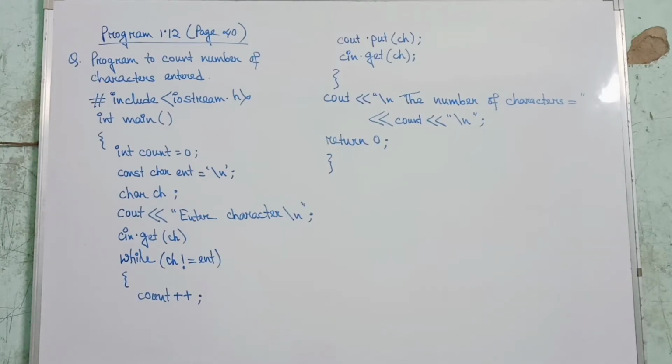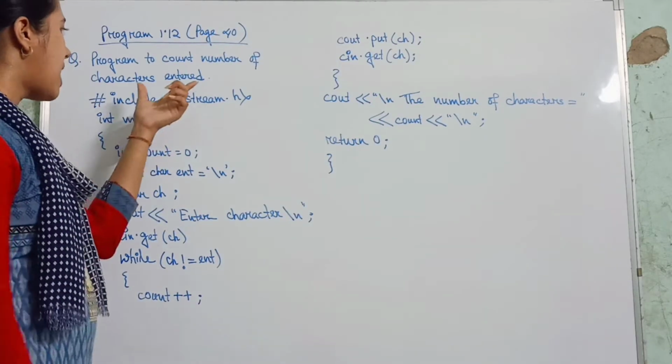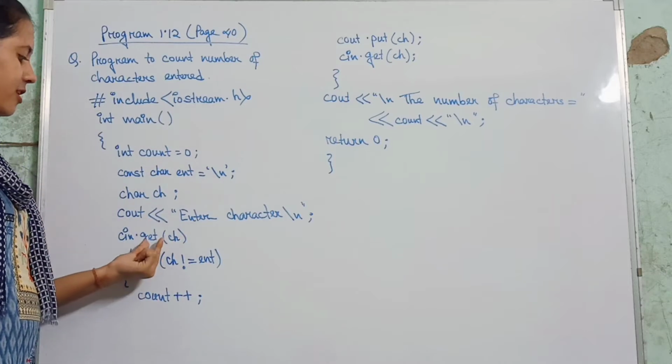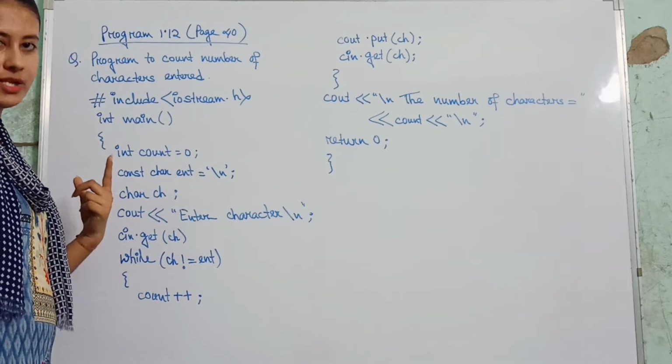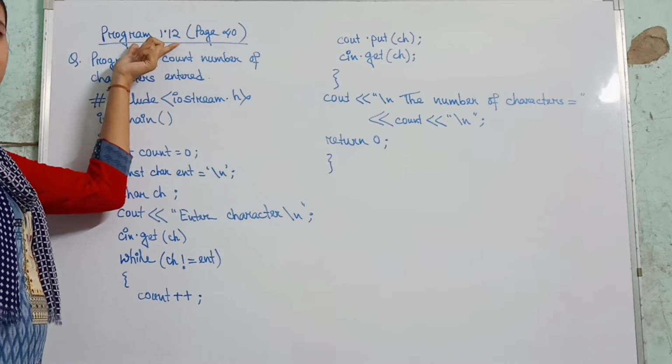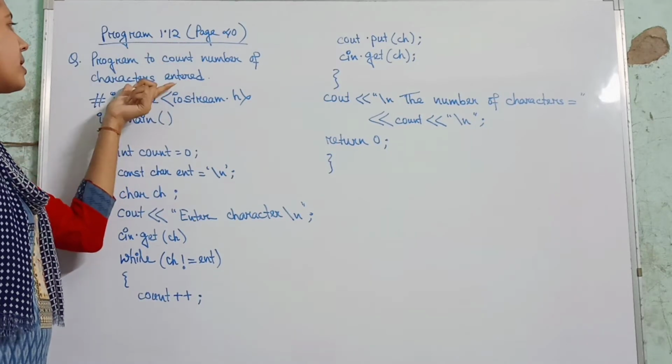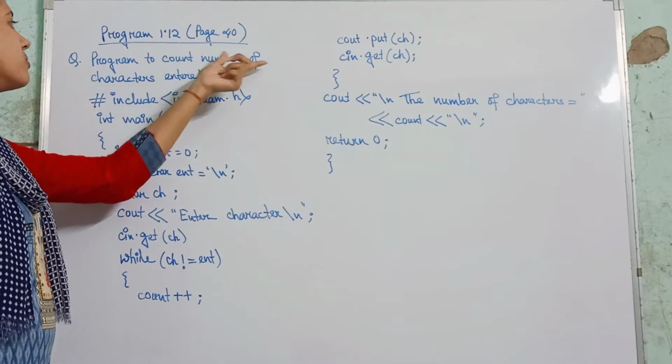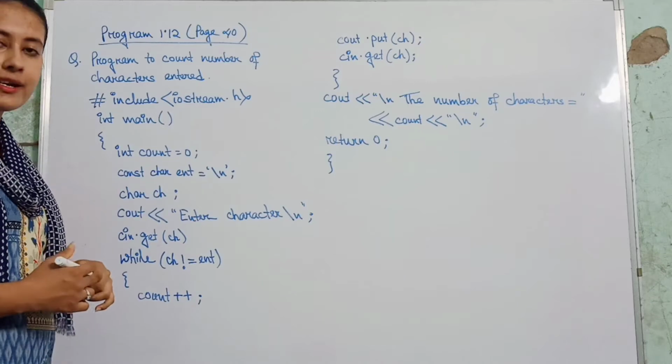Now you see, this is your next program, in order to understand the function of get ch and put ch. This is on your page number 40, program number 1.2. What is this program telling us? Program to count the number of characters entered.